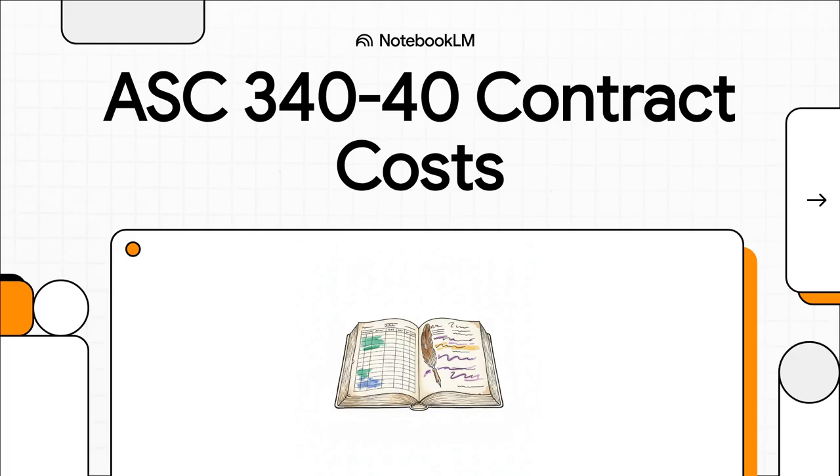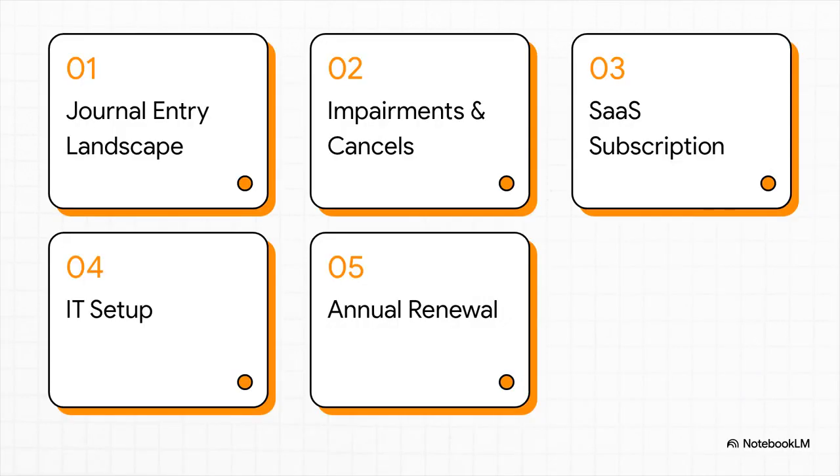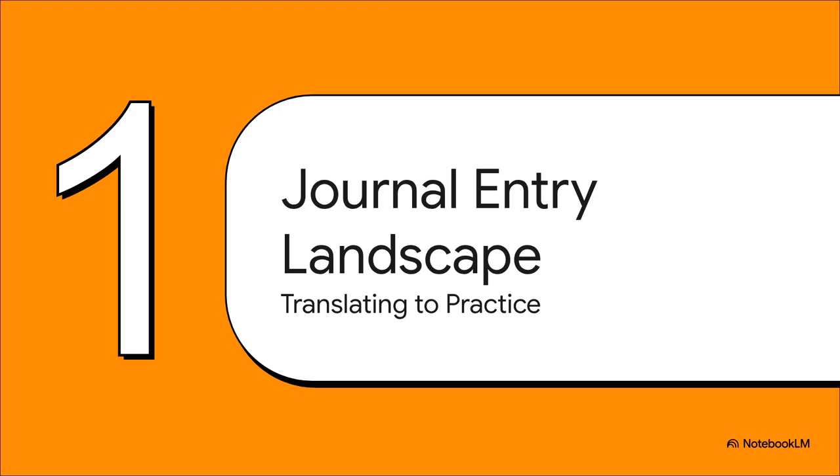So today, we're going to bridge that gap. We're translating those theoretical calculations into the real-world debits and credits you actually need to book. Okay, let's dive into this. Here's our roadmap for today. We'll start with the overall journal entry landscape, then look at impairments and cancellations. After that, we'll walk through three very real-world examples: a SaaS subscription, an IT setup, and an annual renewal. Let's get to it. First up, Section 1, the journal entry landscape, where we translate theory into practice.